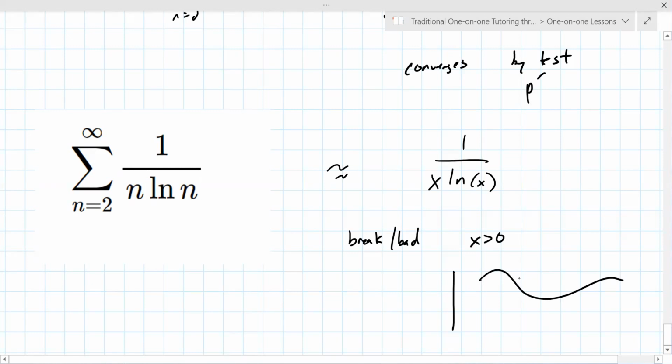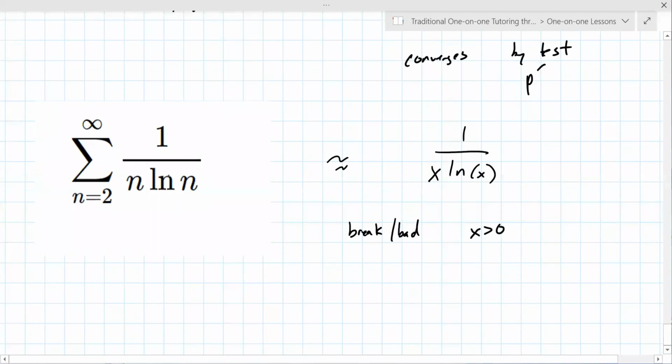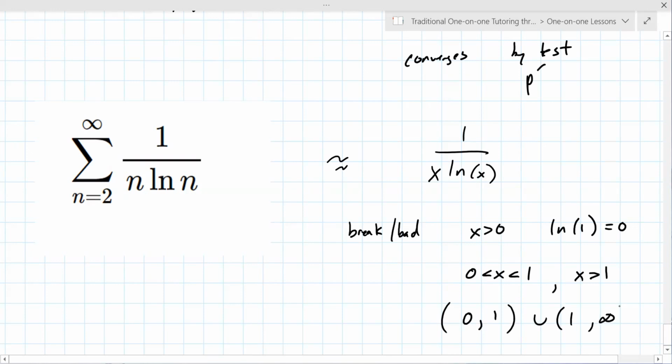So that's where a sketch of this really helps. I wouldn't know how to graph this if I were a calculus student again. Oh, another problem here is the natural log of 1. Natural log of 1 is 0, so that is a divide by 0. So it's not just that x is greater than 0, it's that you're okay from 0 to 1, and then x greater than 1, you're okay. So in interval notation, something like this. And that's why it's 2 and not 1, because it breaks at 1.